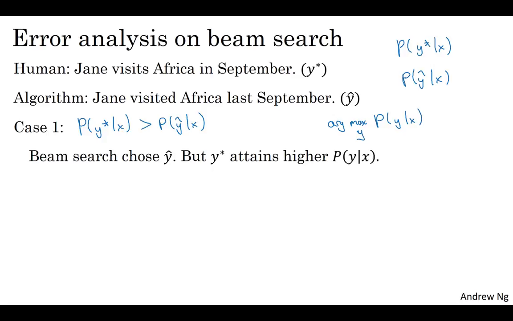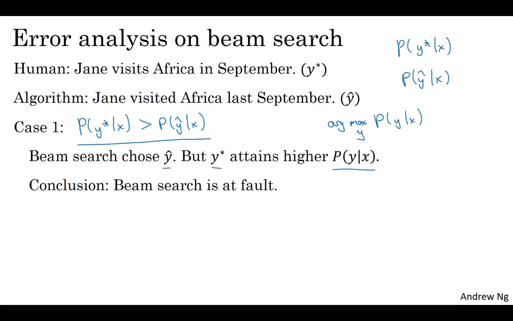But in this case, y star actually attains a higher value for P of y given x than did y hat. So what this allows you to conclude is beam search is failing to actually give you the value of y that maximizes P of y given x. Because the one job that beam search had was to find the value of y that makes this really big, but it chose y hat, but y star actually gets a much bigger value. So in this case, you could conclude that beam search is at fault.